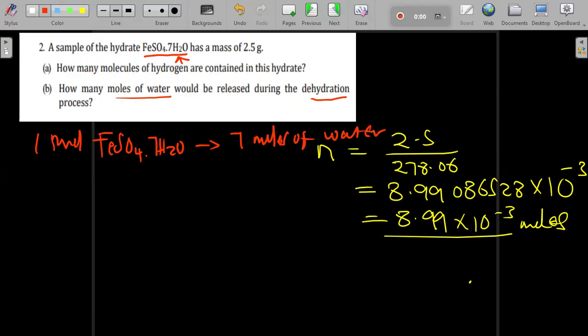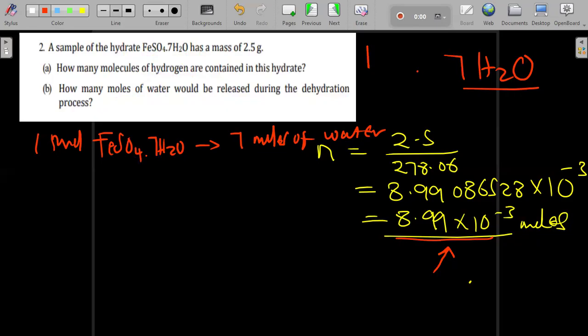So how do you find this ratio? You just get the ratio of this whole compound to the moles of water that you have. This whole compound is just 1, and we can see that it contains 7 waters. So one mole of the whole compound has 7 moles of water. If one mole has 7 moles of water, what about this compound that has this number of moles here?